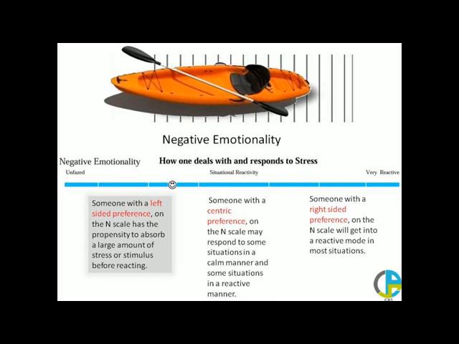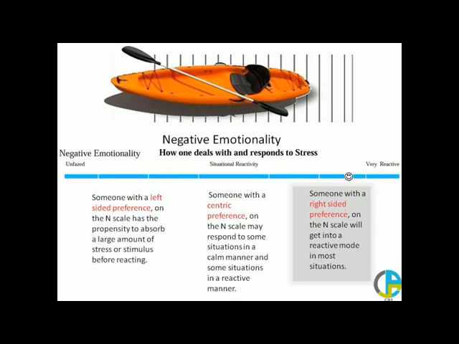Someone with a left-sided preference on the N scale has the propensity to absorb a large amount of stress or stimulus before reacting. They are normally calm, cool, and others might perceive them as being insensitive. Someone with a right-sided preference on the N scale will get into a reactive mode in most situations. Even a small stimulus will be sufficient to trigger an angry, anxious, or a tense response.